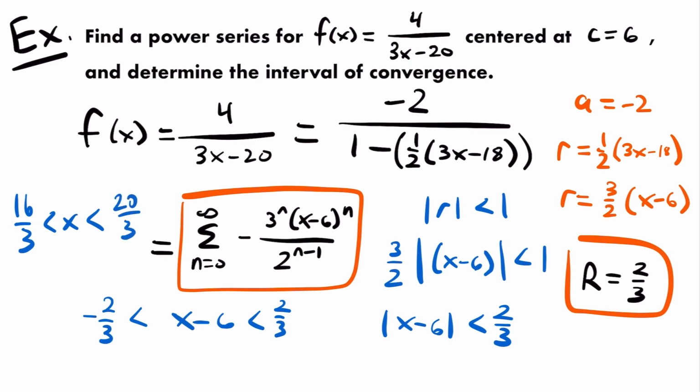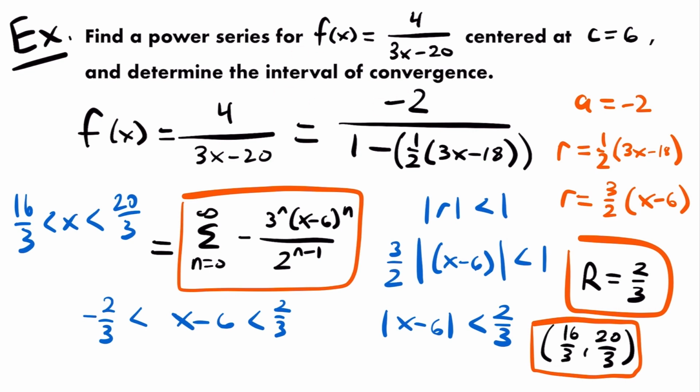All right, and so what we learn is that when the values of x are between 16/3 and 20/3, our power series is a convergent series. This power series represents this function for the values of x between 16/3 and 20/3. And so our interval of convergence is from 16/3 to 20/3. Okay, and that is the final answer to this example.